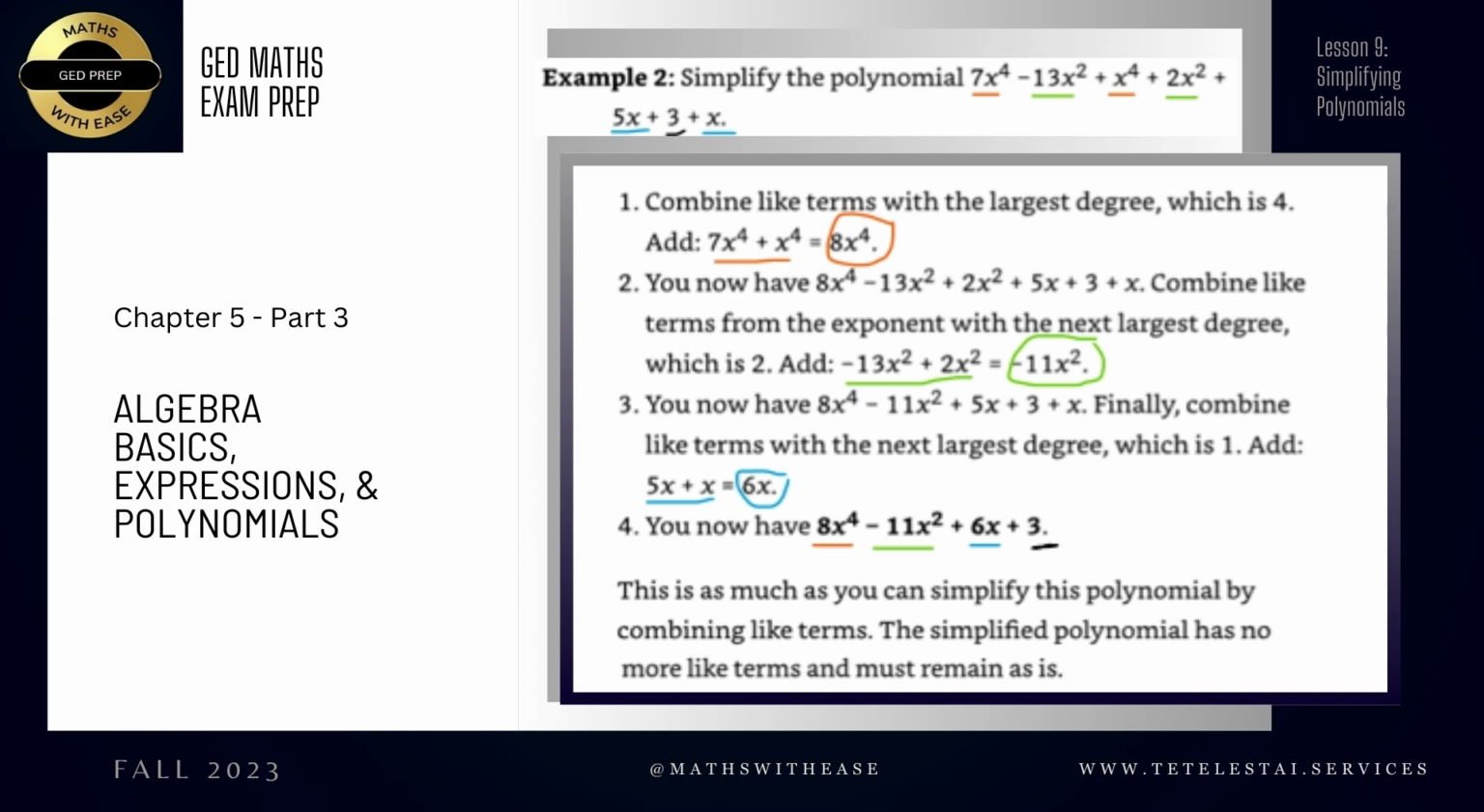And then if, for instance, you're given a value of x, let's say x is 1, you would go back into your simplified expression and plug in 1 everywhere you saw x. So you would rewrite this as 8 times 1 raised to the power of 4 minus 11 times 1 raised to the power of 2 plus 6 times 1 plus 3. Then you would report whatever answer you found.